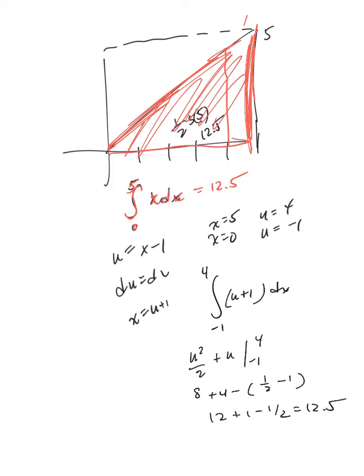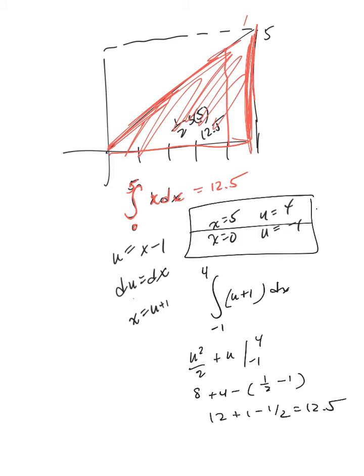Well, let's say I say that u equals x minus 1. du would equal dx, right? And x would equal u plus 1. Backwards u sub. Making a little table. Okay, if x is 5 and x is 0, we get our u values.